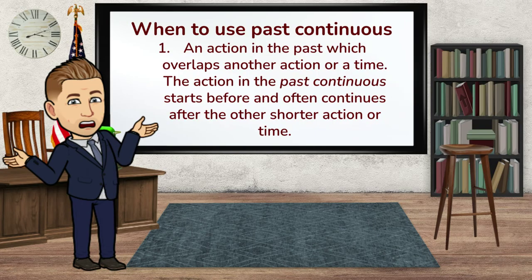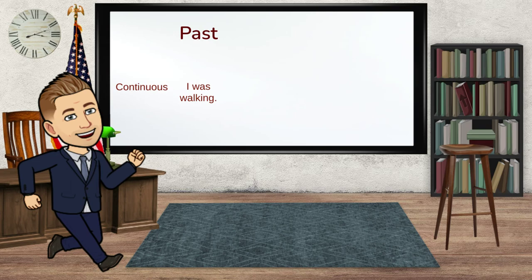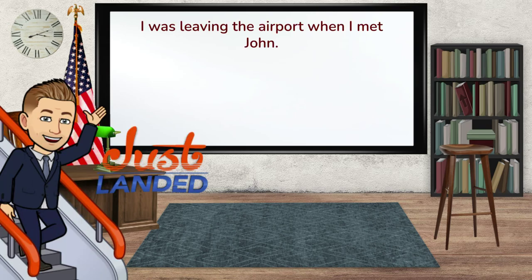And our first rule on when to use the past continuous is when you have an action in the past which overlaps with another action or time. So the action in the past continuous starts before and often continues after the other shorter action or time. And we'll look at some examples here. But I just want to go back to this slide here and show you the past continuous was I was walking. So right there, that's what we're focusing on today.